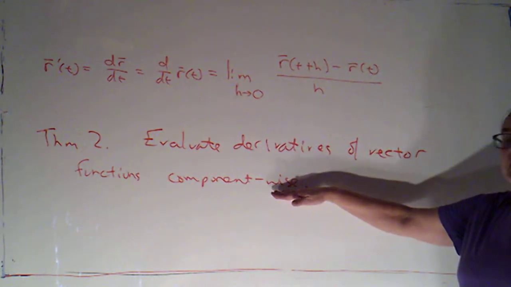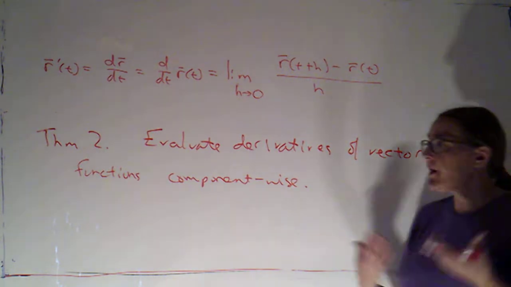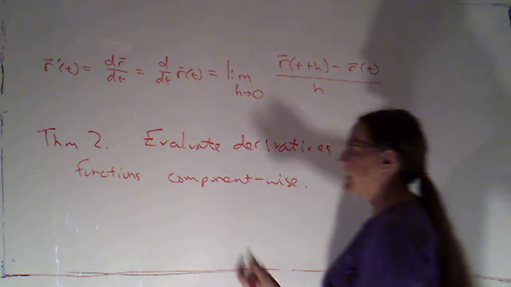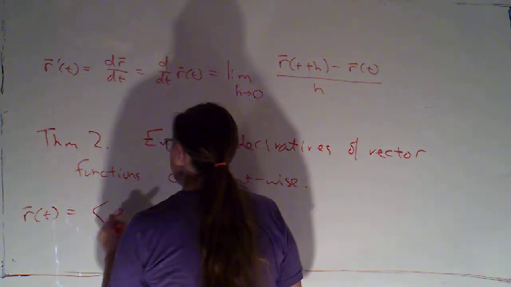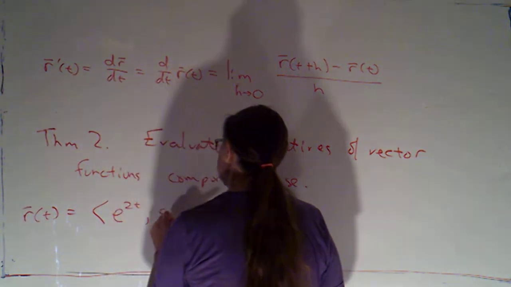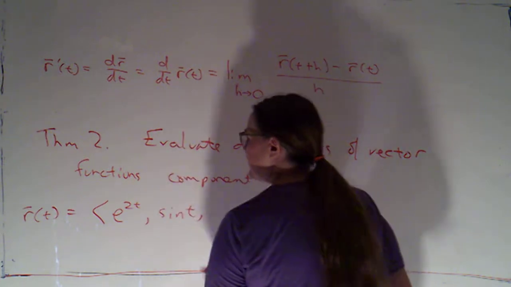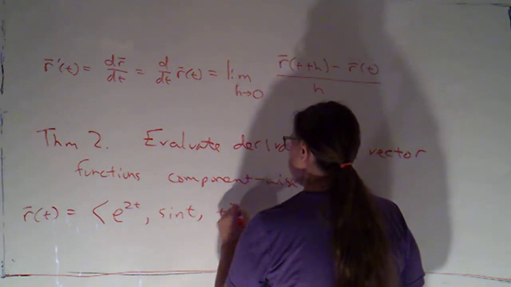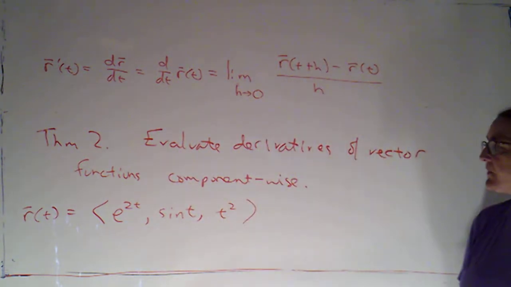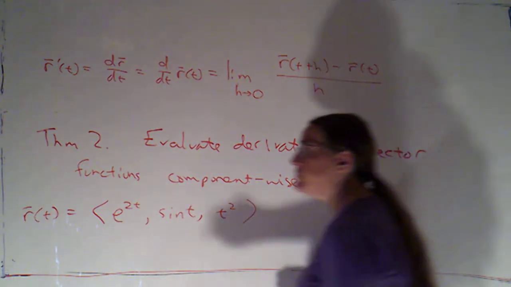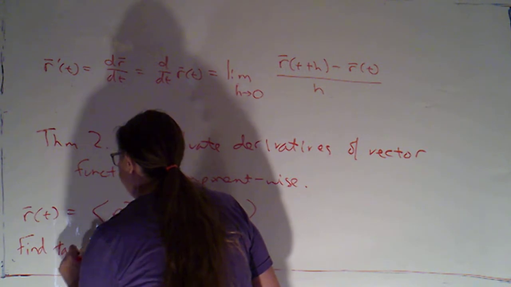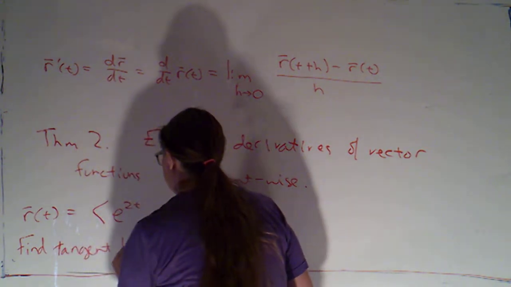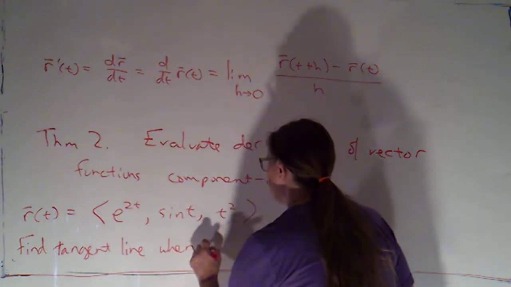And I want to just take a look at what that looks like by working through an example. Okay. So let's let r of t be e to the 2t, sine t, t squared. Okay. And I would like to find the tangent line when t is equal to 0.